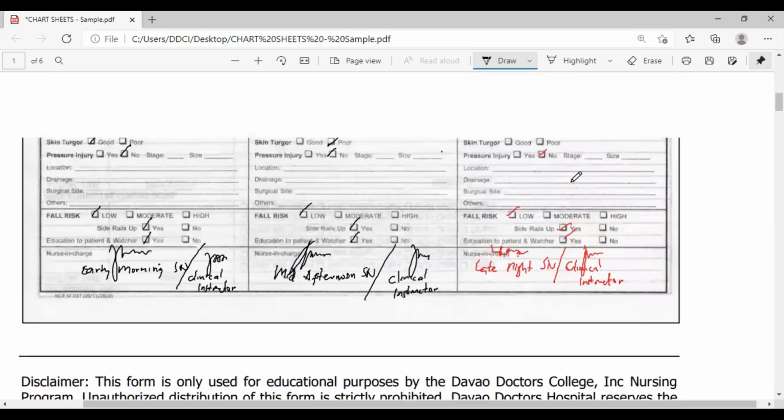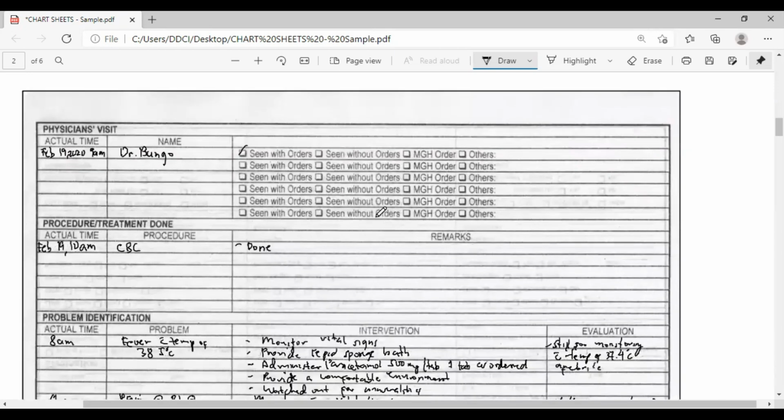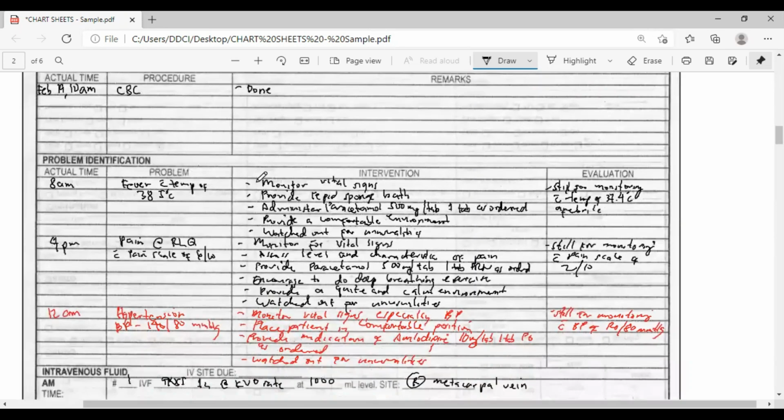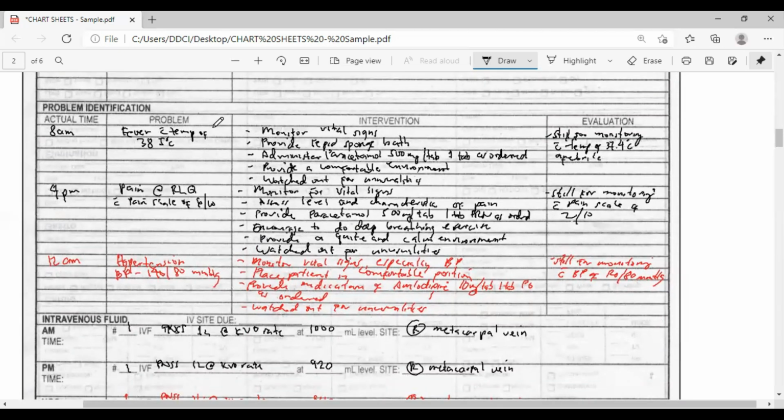Okay, so you have to assess the patient every shift. Then we have here, seen February 19, 2021, 9 a.m. by Dr. Bongo, seen with orders. So we have here CBC done. This is an example of the nurse's note. So we have 8 a.m., fever with temperature of 38.5. Monitor vital signs. So the morning nurse was able to write down and take care of the patient with fever.